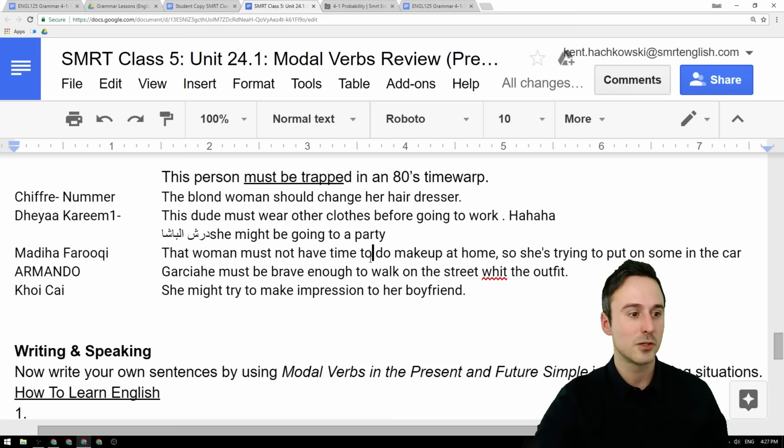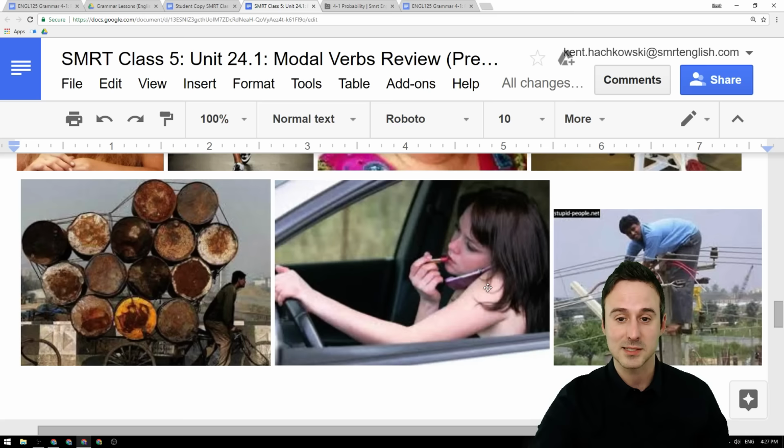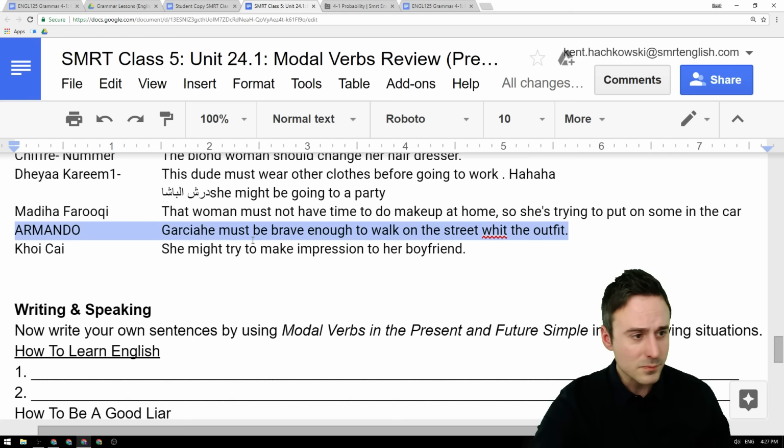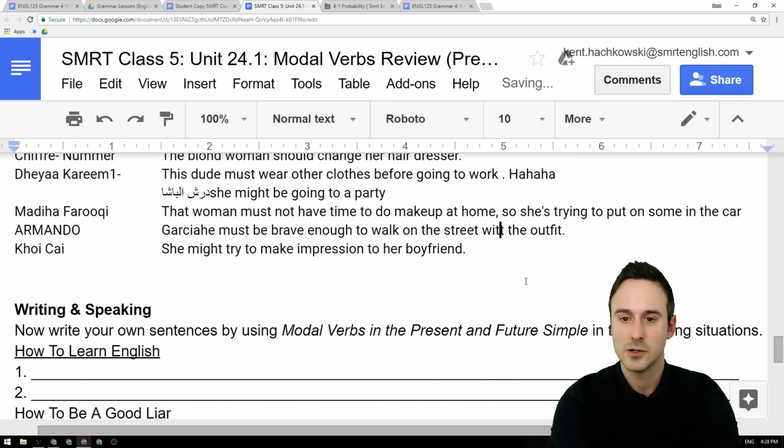Madiha says, that woman must not have time to do makeup at home, so she's trying to put on some in the car. Yeah, not a good idea, but that's exactly what she's doing. Not cool. Armando says, what happened here? Must be brave enough to walk on the street with the outfit. I agree. Yeah, awesome sentence. Just one little thing there, Armando. And now you're rocking and rolling.